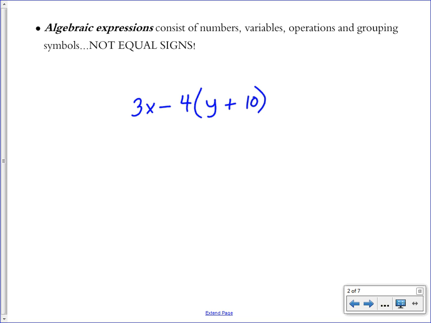An expression doesn't have to include all of those operations and symbols and everything else. It could just be as simple as 3x. That's an expression. It consists of a 3 being multiplied by an x. Even just the number 3 is considered to be an expression. It just consists of a number.